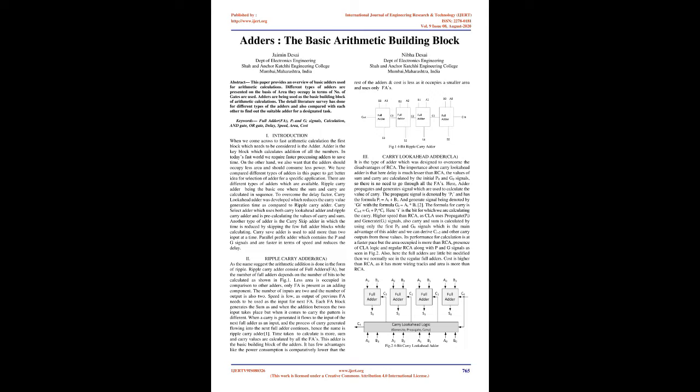Speed is low, as the output of the previous FA needs to be used as the input for the next FA. Each FA block generates the sum as and when the addition between the two inputs takes place, but when it comes to carry the pattern is different. When a carry is generated it flows to the input of the next full adder, and the process of carry generated flowing into the next full adder continues, hence the name ripple carry adder.